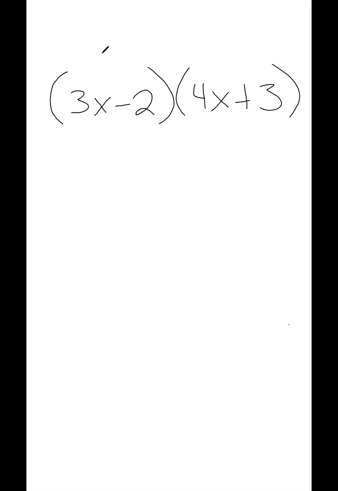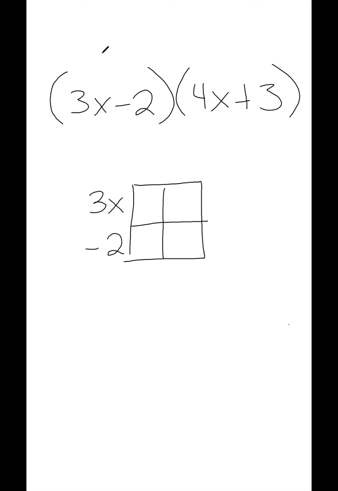All right, let's try another one. We have 3x minus 2 and 4x plus 3. I'm going to draw my box. And again, it doesn't matter where you put these as long as they're within the parentheses. And you don't have to draw the little parentheses. I'm just kind of showing why I put what where.